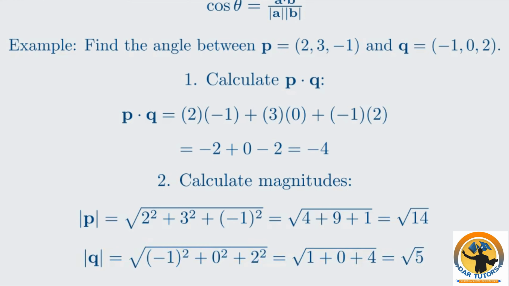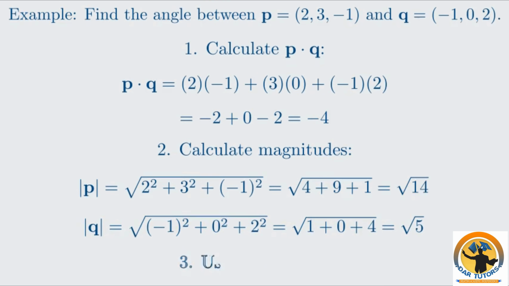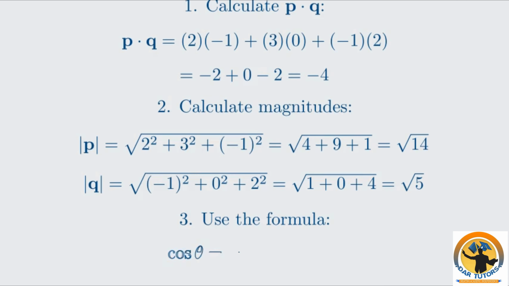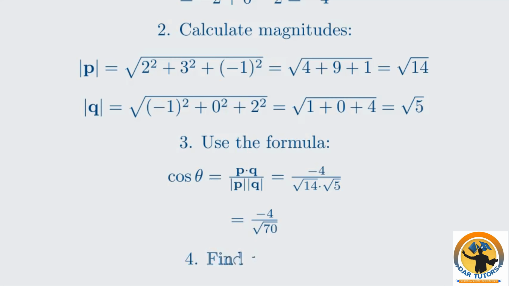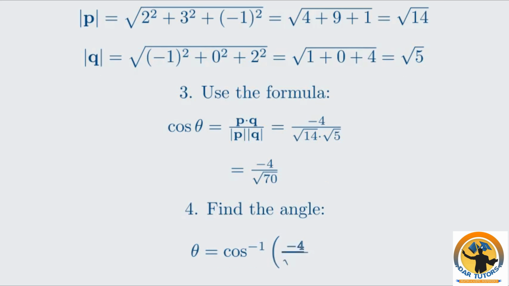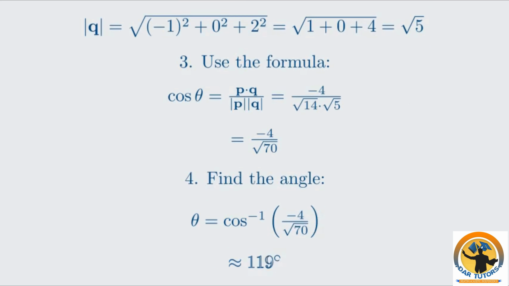Now we can substitute these values into our angle formula. Cosine theta is p dot q divided by the product of their magnitudes, which is -4 divided by the square root of 14 times the square root of 5. This simplifies to -4 over the square root of 70. Finally, we take the inverse cosine of this value. Theta is the inverse cosine of -4 over the square root of 70, which is approximately 119 degrees. This is an obtuse angle, which makes sense because the scalar product was negative.